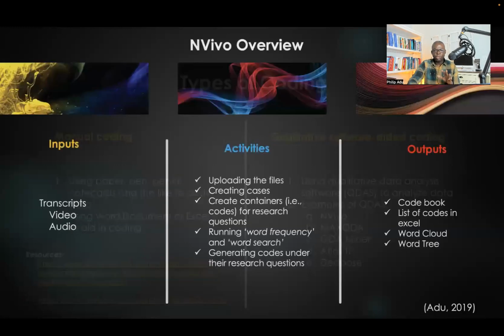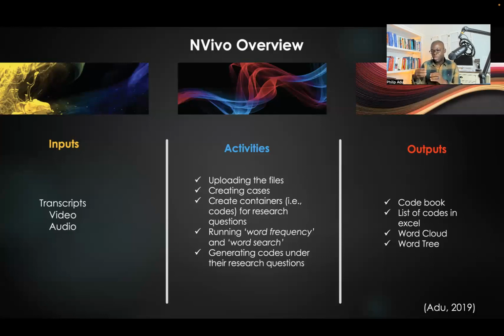But for this presentation, I'm going to focus on NVivo Mac. You start the process by importing. So you have your inputs, right? You are importing all your data into NVivo. So you can import your transcript, you can import your video, you can import the audio, you can import your document into the system, and then you can create cases or containers that house all the information about each of the participants. You can also create containers for your research question so that you create a code under each of the research questions. You can run word frequency, you can search words and see how participants use a specific word.